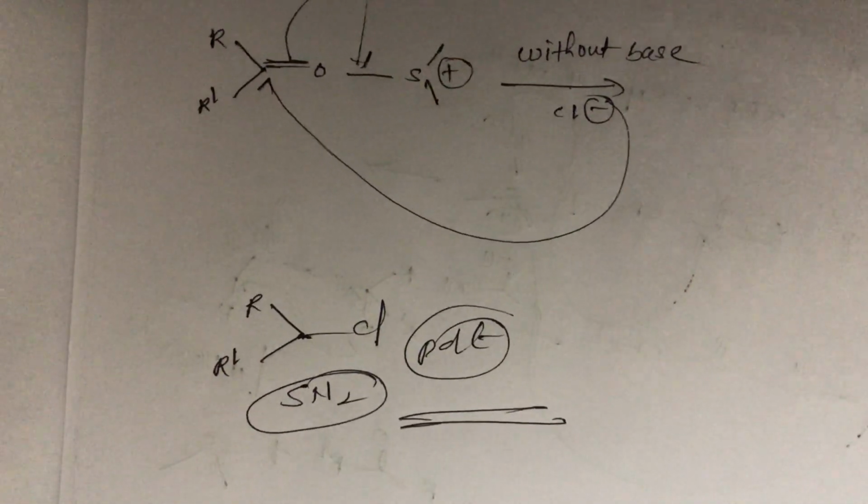With using base, we'll get aldehydes as well as ketones. If it is using primary alcohols, then we can get aldehydes. If you are using secondary alcohols, we'll get ketones. And if you see one more reaction, what is that? Example. Here I will give one reaction to you.